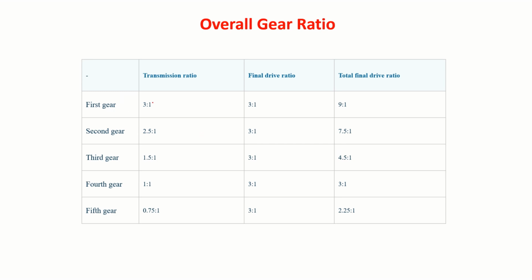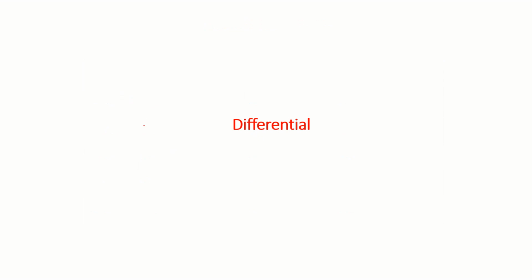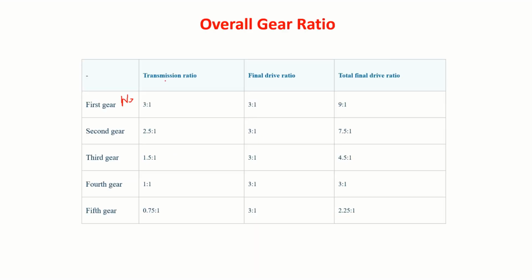Suppose the engine is running with a speed of NE. When it passes through the transmission, there will be a speed reduction, say approximately 3:1. Then again, in the final drive, there will be a further reduction. Totally, there will be, say, a 9:1 reduction. It all depends upon what gear ratio we have. When we decrease the speed, of course, torque multiplication happens.